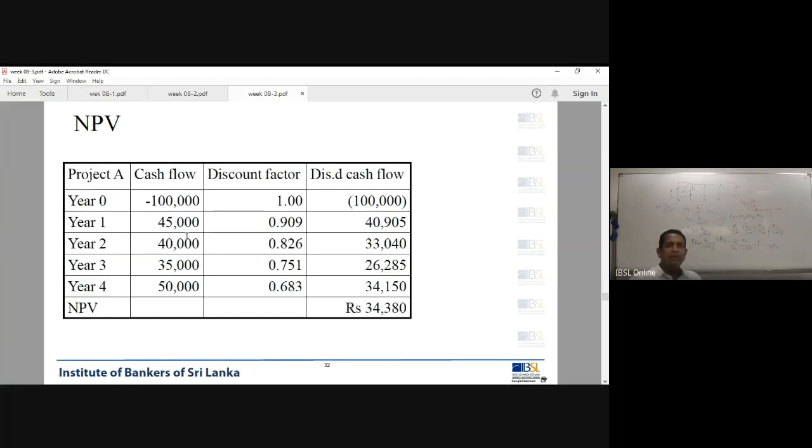Right? This is the first year, first project. I take out all this. Now we will put the figures.